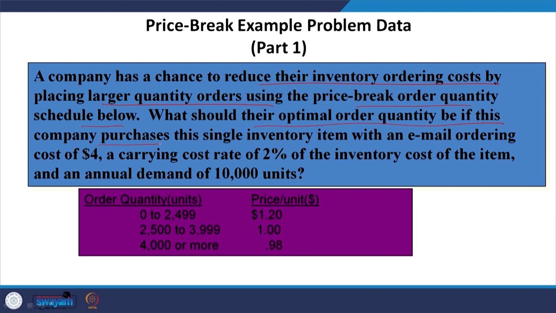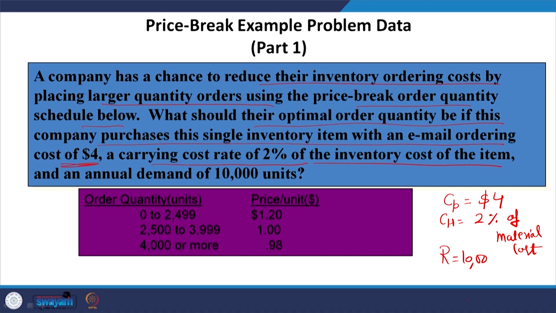If this company purchases this single inventory item with an ordering cost, that is Cp, of $4. The carrying cost rate is 2% of the inventory cost of the item. Now, Ch is given as 2% of the inventory cost of the item, so this is 2% of the material cost, and the annual demand is 10,000 units. The R is 10,000 units.